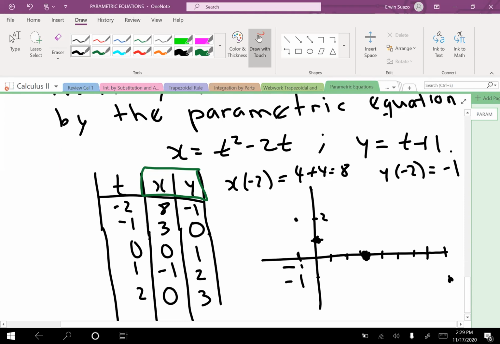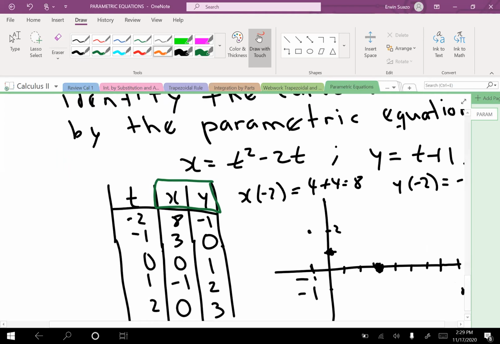So far, it looks something like this, right? Now, the next one is x of 2 is 0 and y is 3, so let's go over here. If you keep graphing, you'll find symmetry. It will look something like that. Okay, so that's my graph.